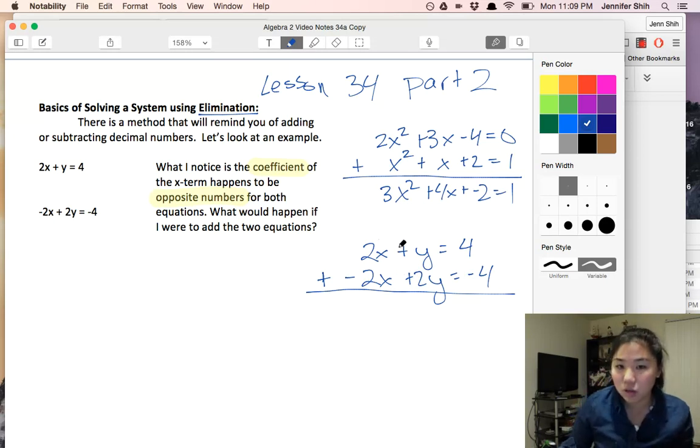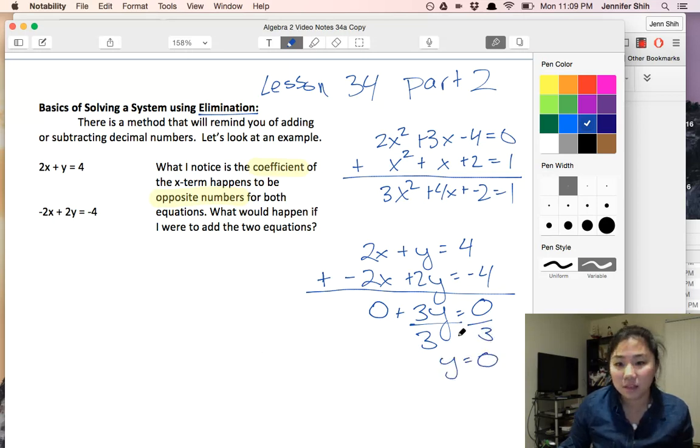Do you see which variable is going to get eliminated? Okay, so 2x plus -2x, that's going to be 0. 1y plus 2y, that's going to be 3y. And then 4 plus -4 is going to be 0. So this is totally okay. Now we're going to just solve for y. Divide by 3 on both sides. y is equal to 0. Notice how when we added up the equations, we were left with just y, and all we had to do was solve for y, which we did.